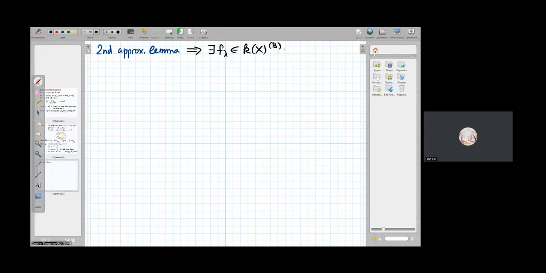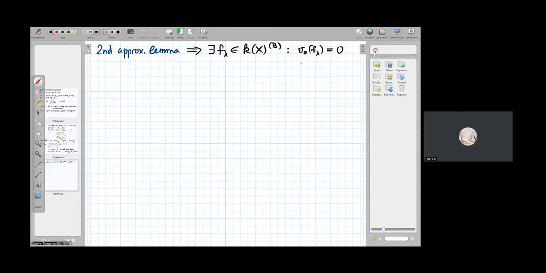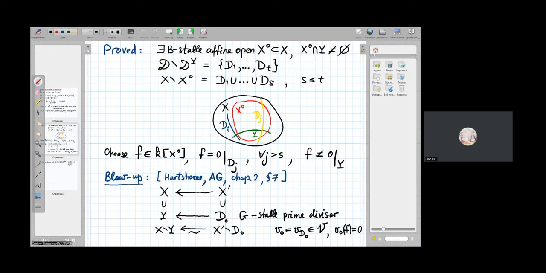Of eigenweight lambda, such that first the value of V naught at this function f lambda is the same as the value of f, that is, it is equal to zero, and the values of all these valuations corresponding to all these colors dj on which the function f vanishes, on f lambda, are greater or equal than the values at f.